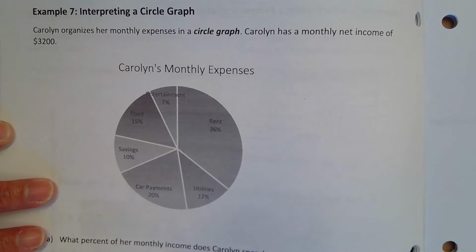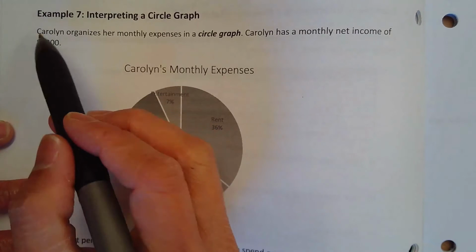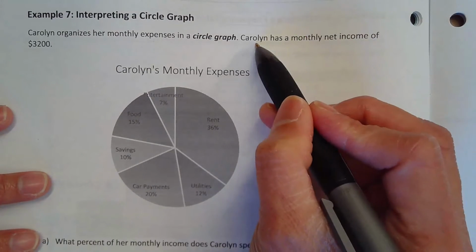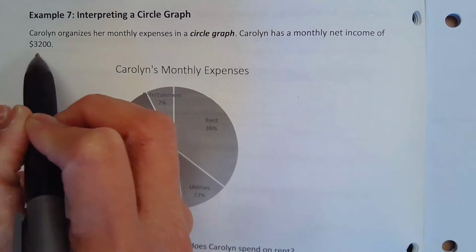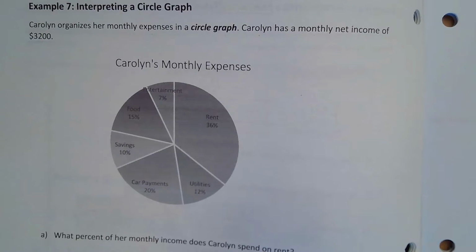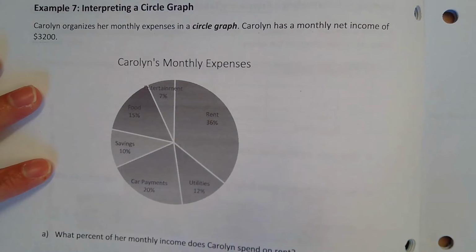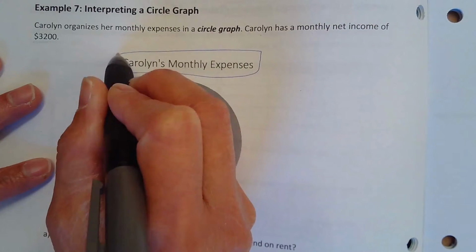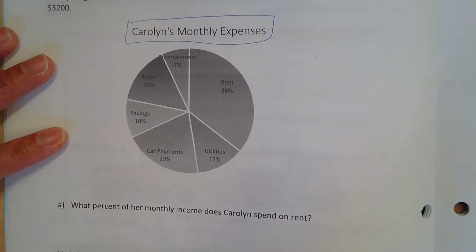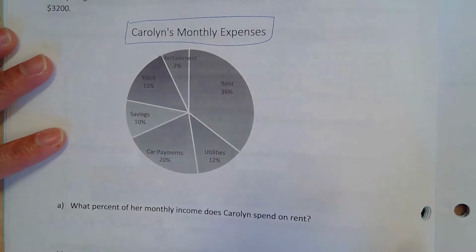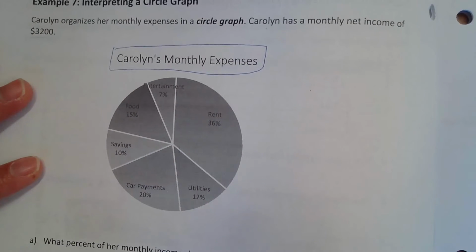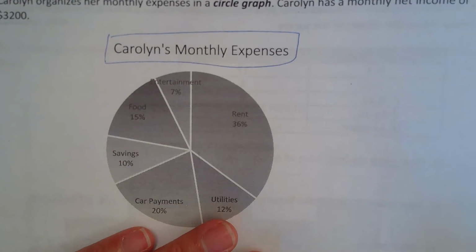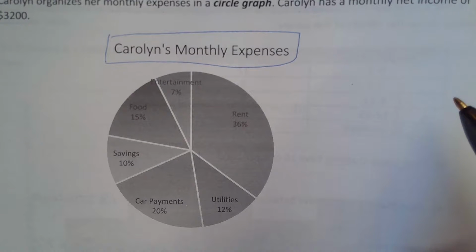So let's take a look. Carolyn organizes her monthly expenses in a circle graph. Carolyn has monthly net income of $3,200. And as you can see, this graph has a title. This is the title of the graph. And then in a graph, there are different categories. I'm just gonna zoom it in a bit because I know it's kind of fuzzy. It's hard to read, but we talked about what are the different categories in here.